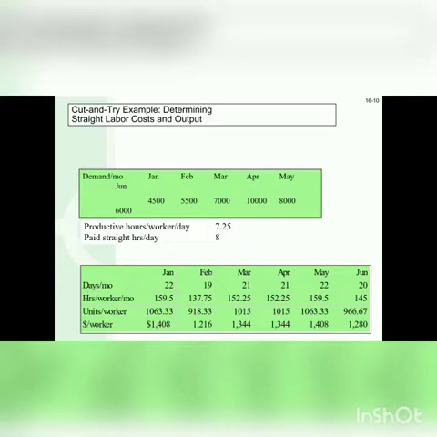Now here the productive hours per worker per day is 7.25 and paid straight hours per day is 8. That means 35 minutes will be the lunch time or something, in which there will not be any production, and workers are paid for 8 hours. And the information is already given here.